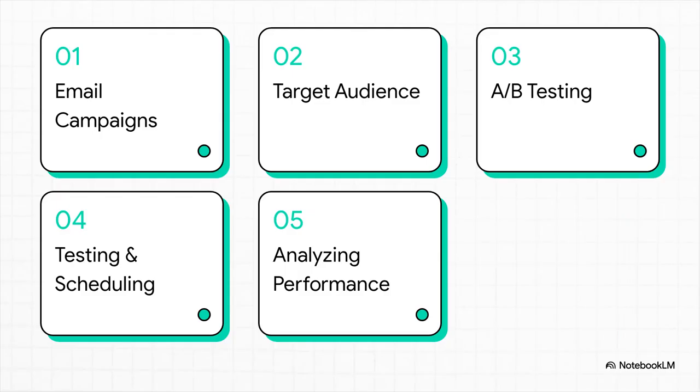All right, let's quickly hit our roadmap. We're covering optimizing nonprofit email campaigns, defining your target audience, mastering A/B email testing, testing and scheduling sends, and finally, analyzing campaign performance. So by the end of this, those technical pain points you've been wrestling with, totally resolved.